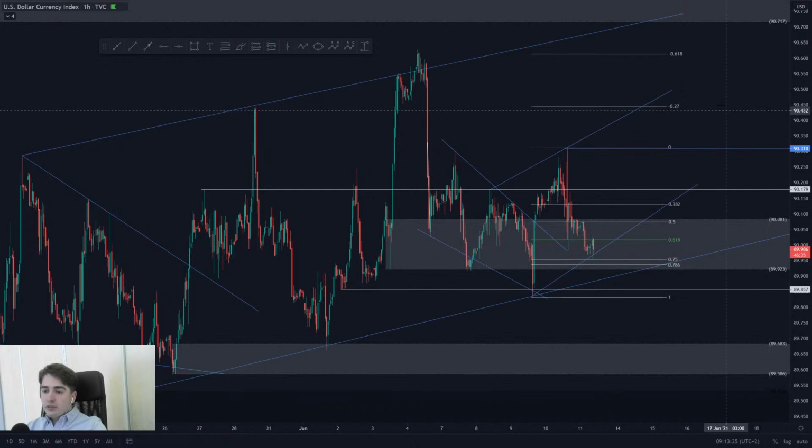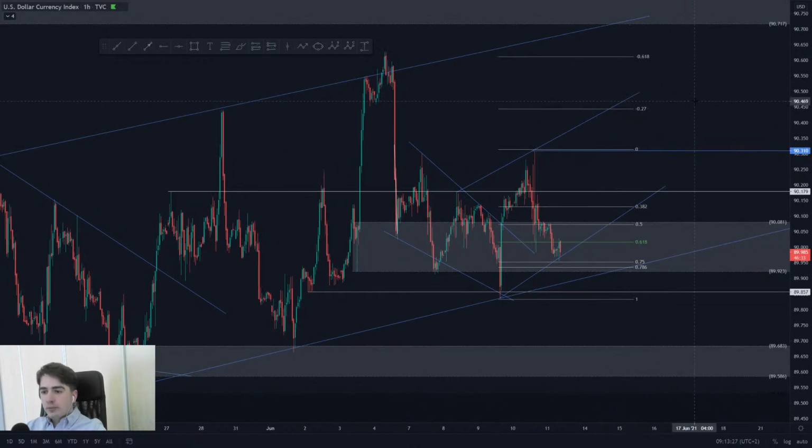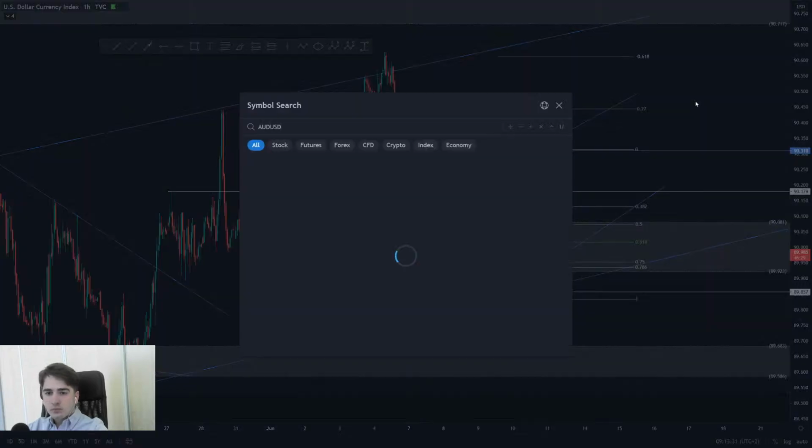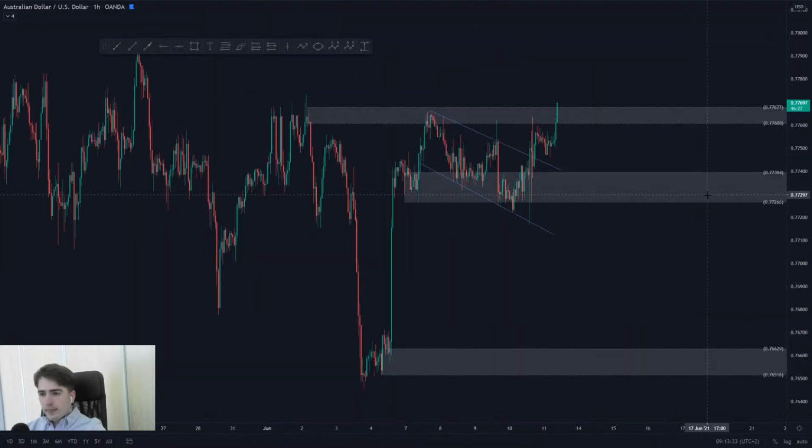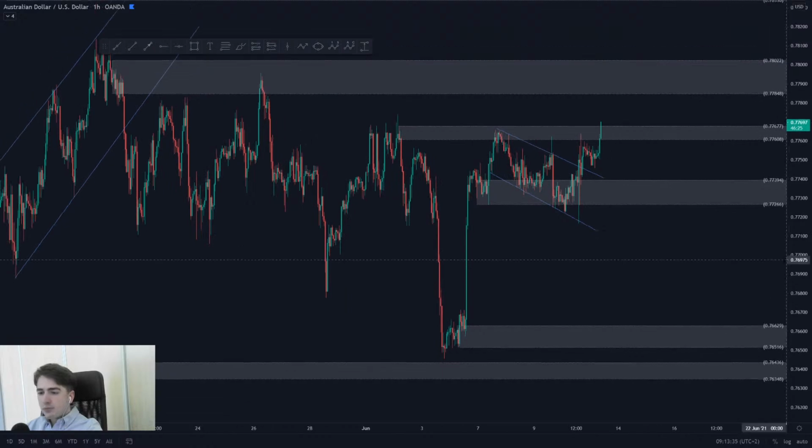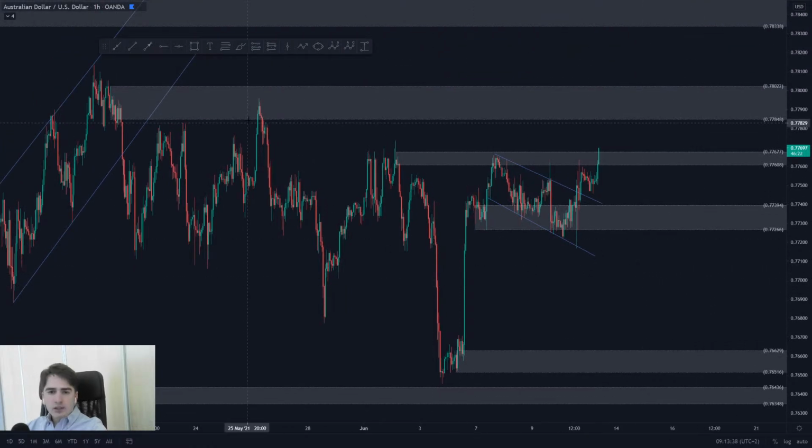So for DXY, just waiting for one more push back up in towards the highs. So with the DXY discussed, let's head over to Aussie dollar. And Aussie dollar at the moment is moving back up in towards the highs. So not really surprised, to be honest.